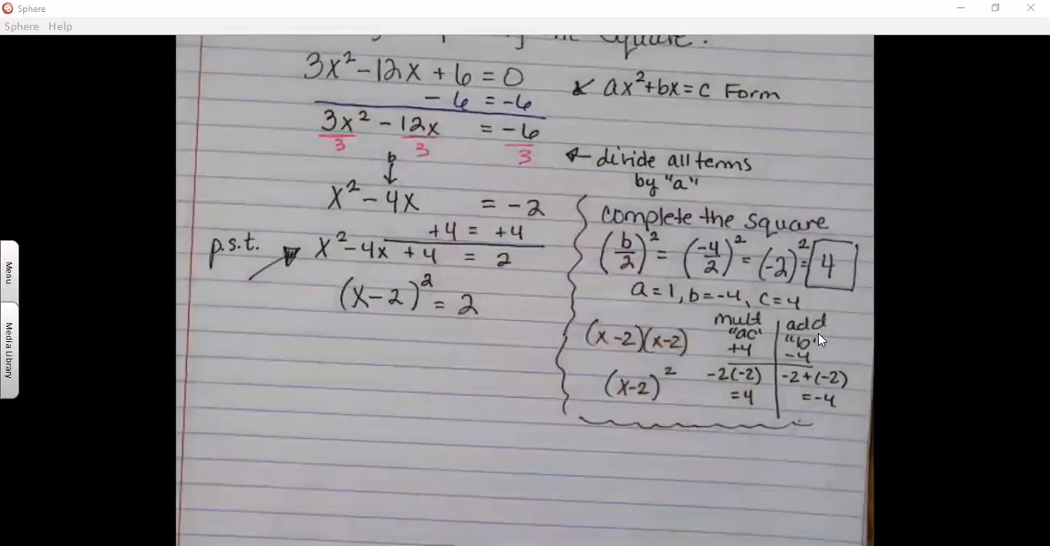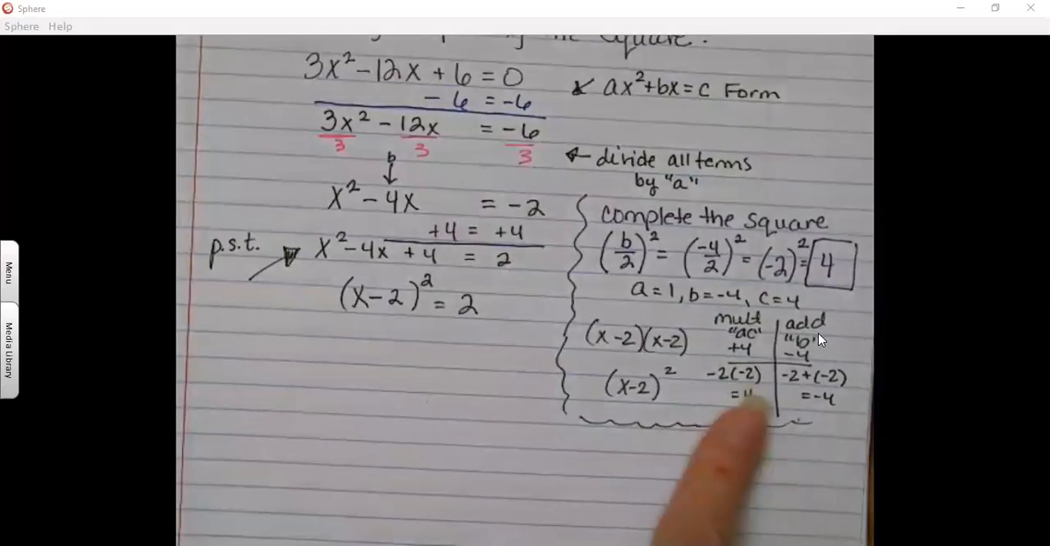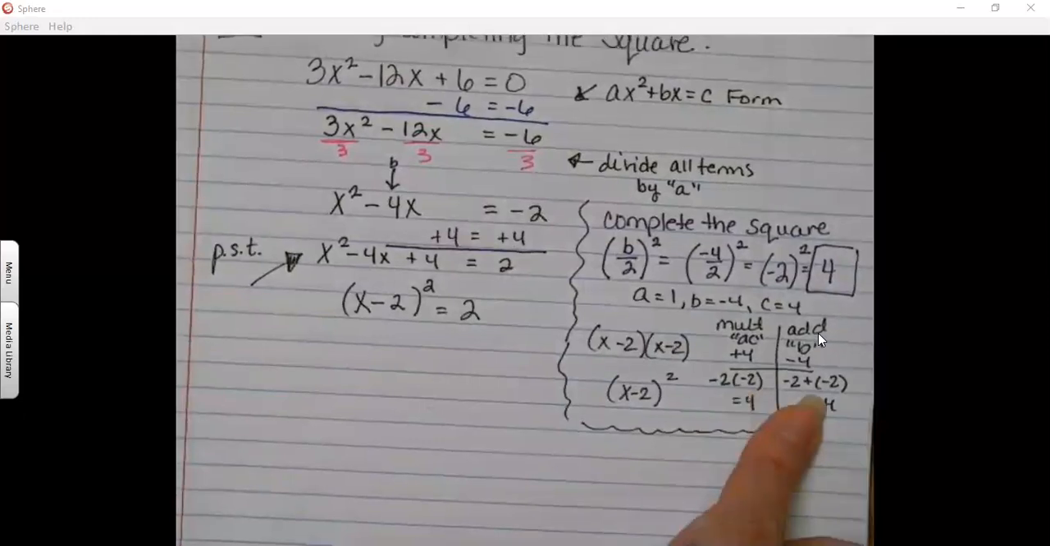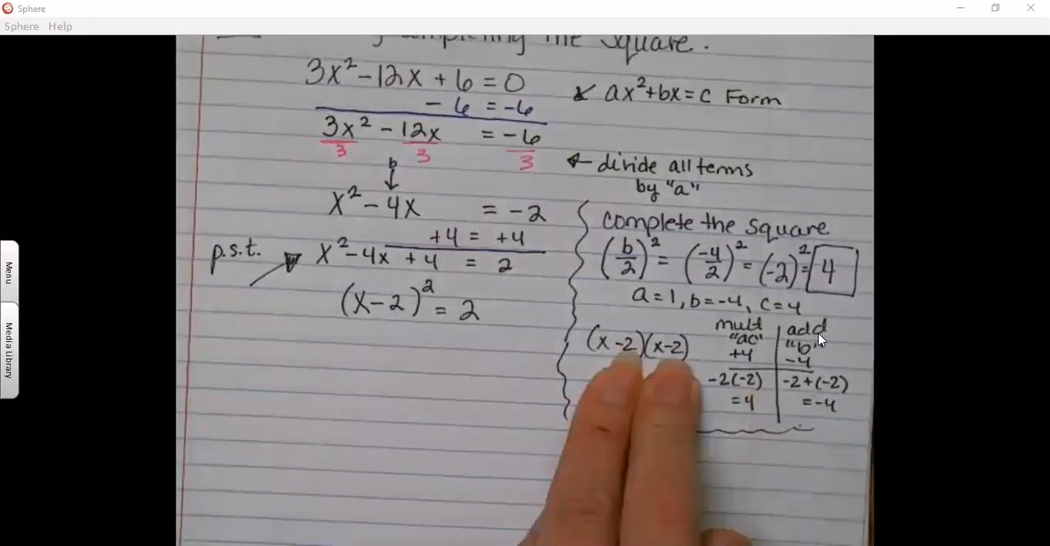Quantity squared. Did you see over here, the left side was negative 2 times negative 2. The right side was negative 2 plus negative 2. So in my parentheses, x minus 2 times x minus 2, right? And a is 1, so I didn't have to divide and slide. When they're identical, you can write it as one factor, but you have to square it. Okay? And we'll do several examples.